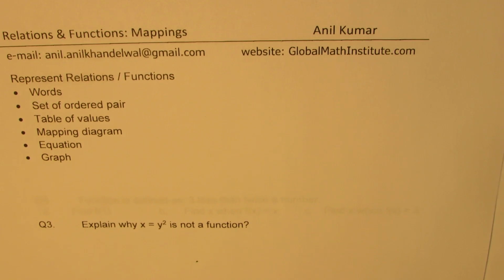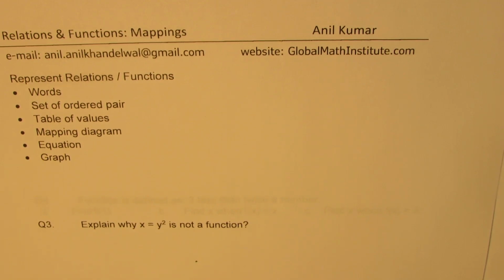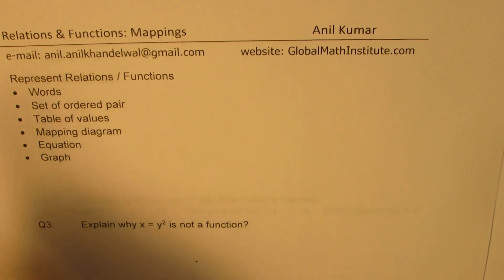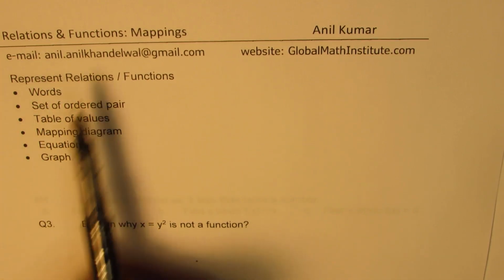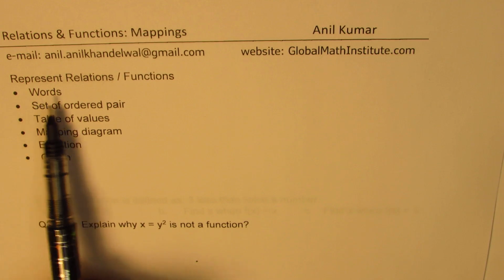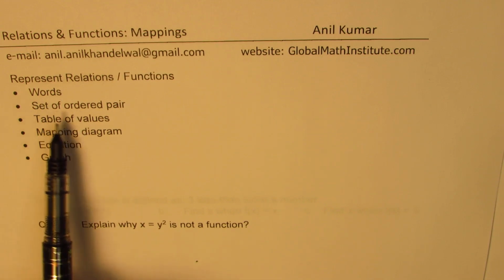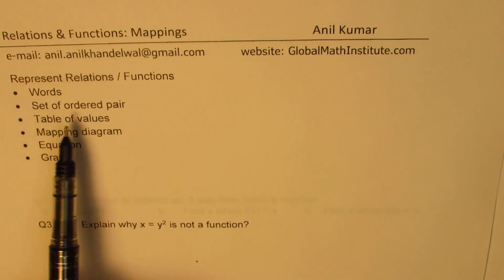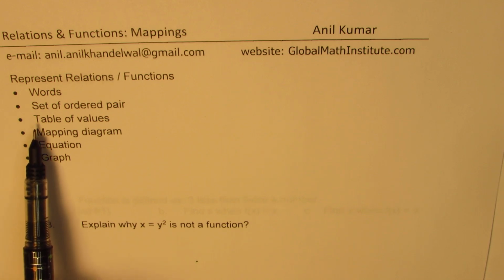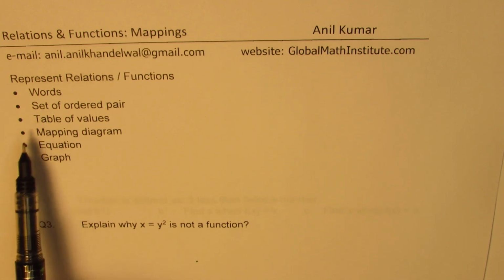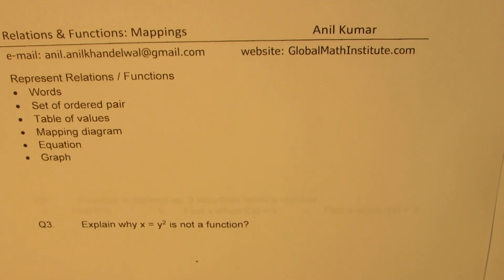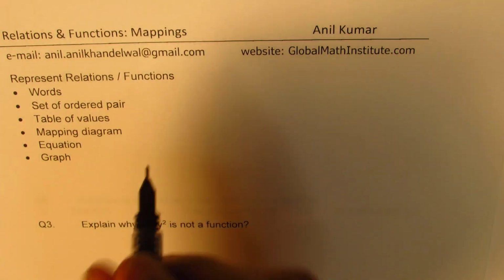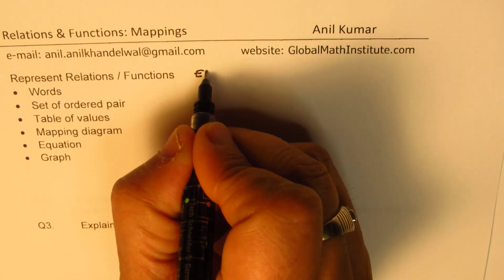Now let us further explore relations and functions. So we have already seen that relations can be described in terms of words, in terms of set of ordered pairs, and these ordered pairs can be written in the form of a table. We can represent them on a mapping diagram. We can sometimes write an equation and also plot them as a graph. Let me take an example here, right? So we'll take an example.